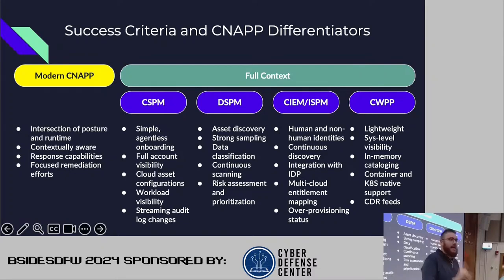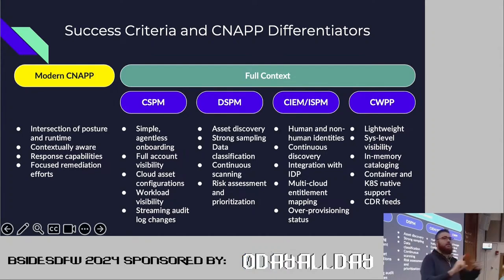DSPM, very similar: asset discovery, inventory. We need to be able to sample our data. So we have to find where our data is and sample it. What is it? Is it PII, HI, financial information, confidential information, research data, whatever? How do we find it, classify it, and then continuously find and classify, and then use those findings to provide risk assessments and prioritization for our business?